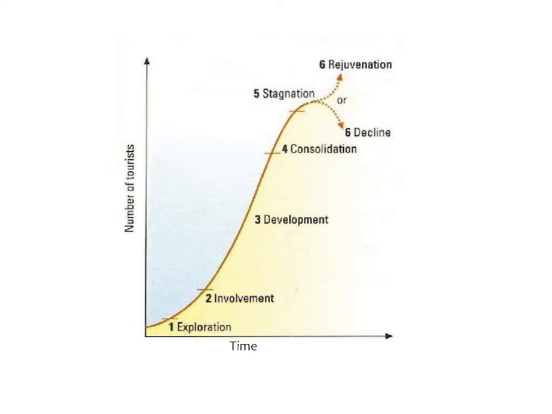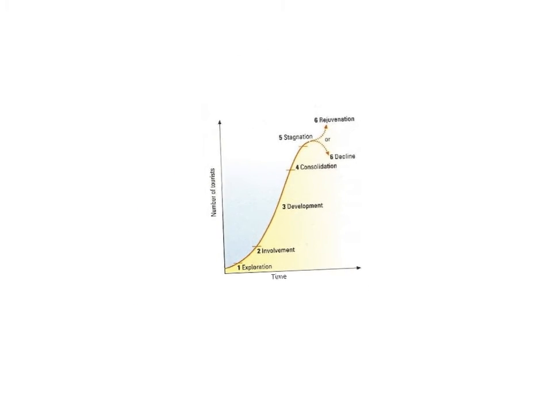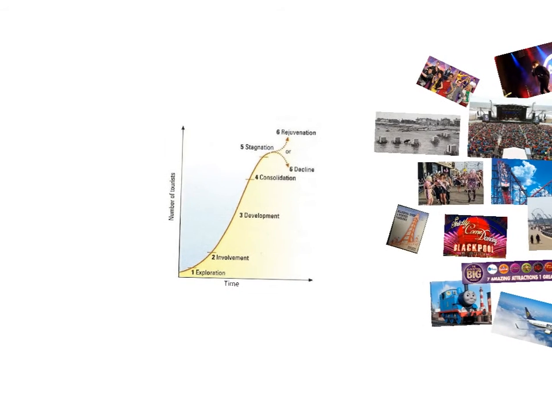Two things to point out. If you're ever asked to draw this diagram or to label this in an exam, you need to know these key terms and what they mean. We're not going to go into that today in too much depth, other than to apply it to Blackpool. But also you need to know about the axes. So you've got the number of tourists on the y-axis and time on the x-axis. So what we're going to do is have a look at how this model fits with that of Blackpool.